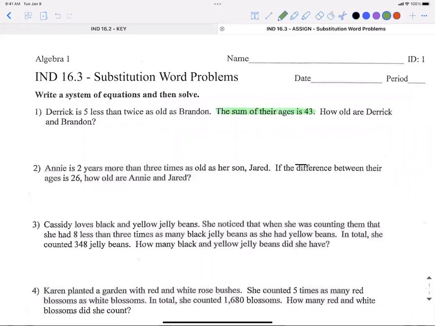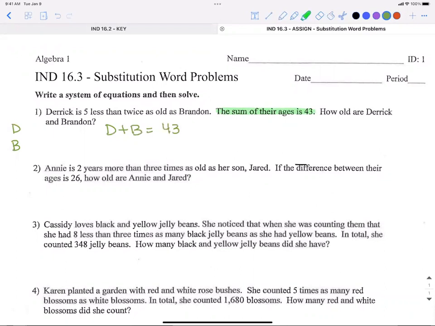So it says the sum of their ages is 43. Well, if we use D for Derek and B for Brandon, that's pretty straightforward, then that means that Derek's age plus Brandon's age equals 43. Okay, that's pretty straightforward and easy.